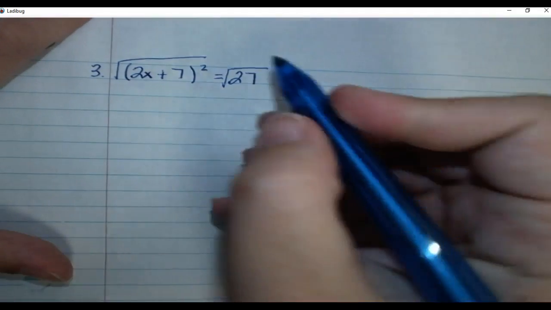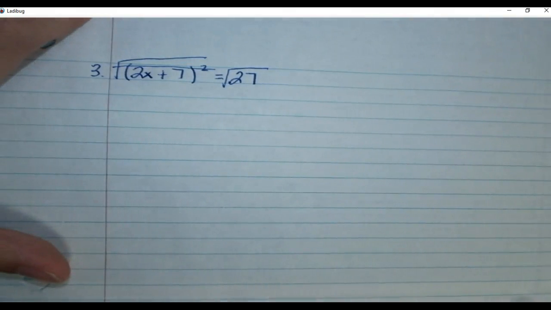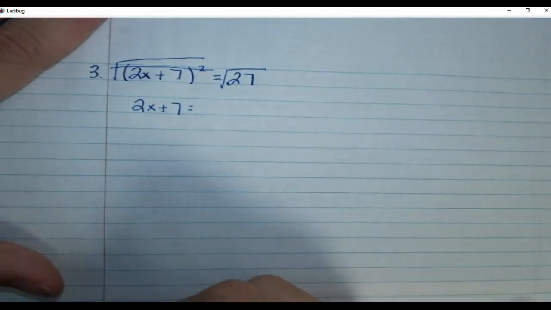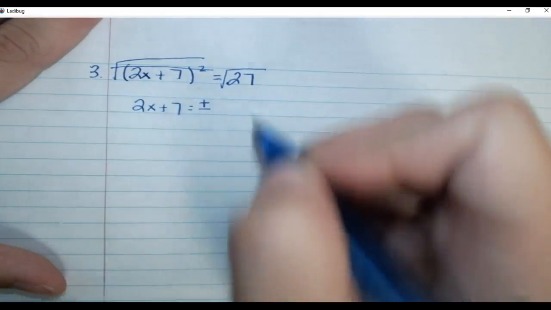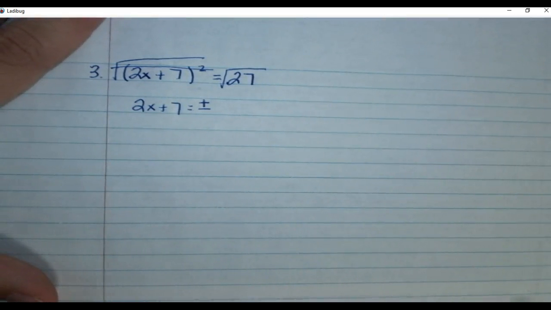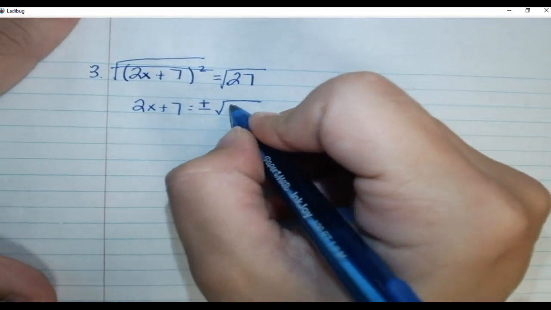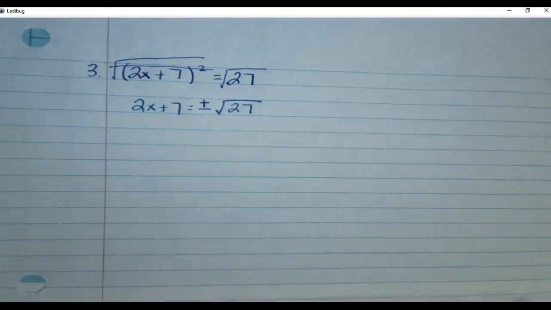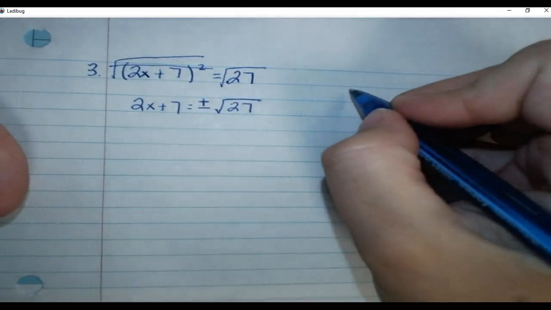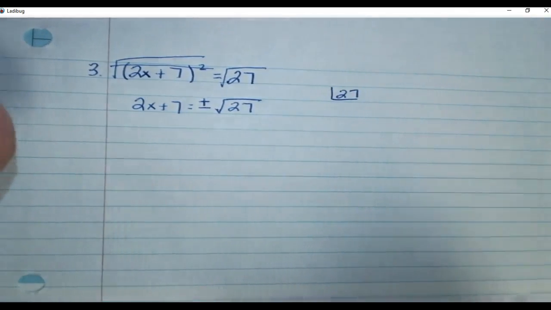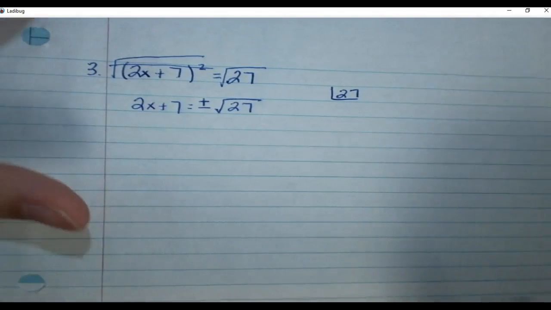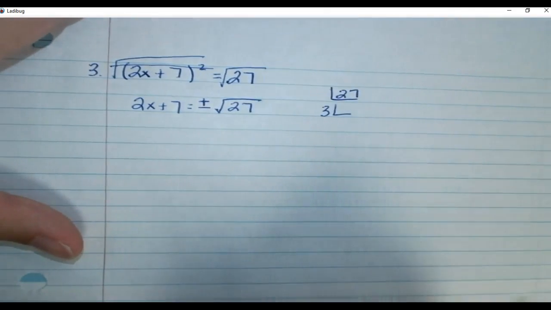So again, we do that to get rid of that square. So now we have 2x plus 7 equals plus or minus, because we got to have the positive and the negative. Do we know the square root of 27? So it's not a perfect square, so we'll just bring it down. But let's see if we can simplify it. So we can put it in its little bracket. And what prime number goes into 27? 3. And 3 goes into it.